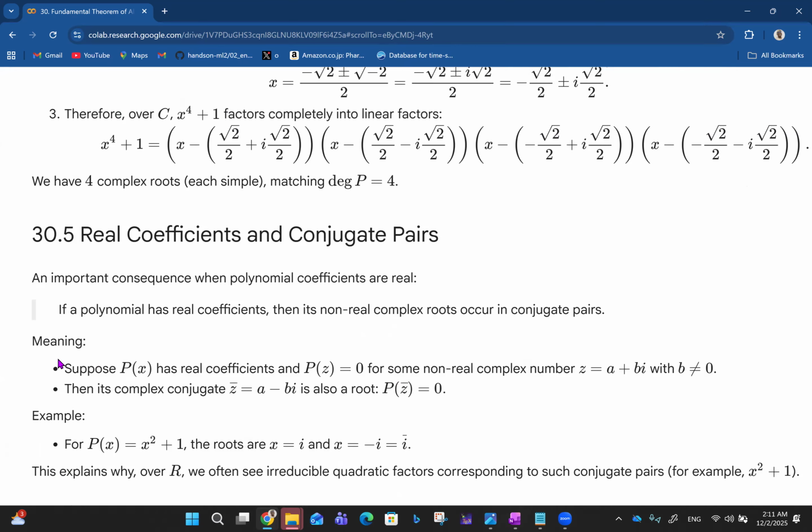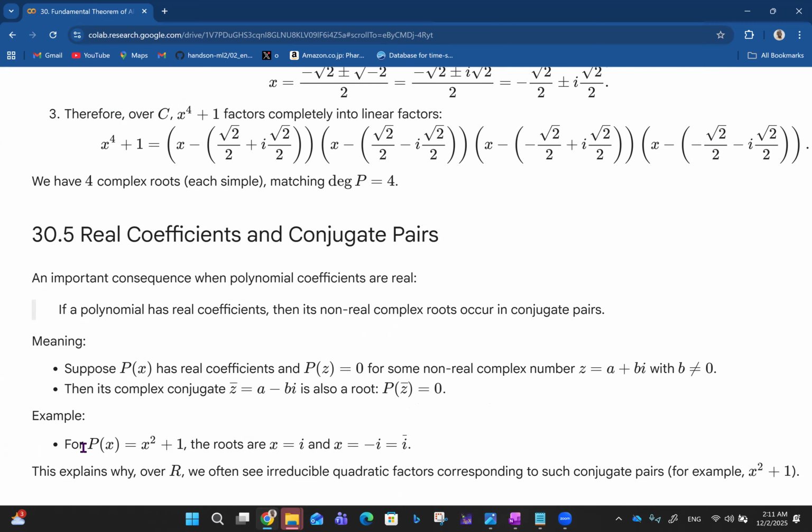That's what I've established. The meaning is that suppose P of x has real coefficients and P of z is 0 for some non-real complex number z equals a plus bi with b not 0, that is, the complex part is actually there. Then its complex conjugate, z bar, which is a minus bi, is also a root, such that P of z bar is also 0. So if you have a plus bi, then there's a minus bi, and if there's a minus bi, there's a plus bi. I mean, we established that when we talked about complex solutions, complex roots and conjugate pairs, I think.